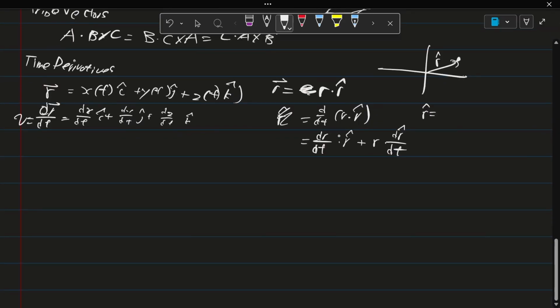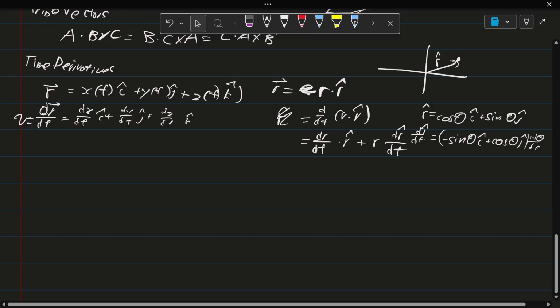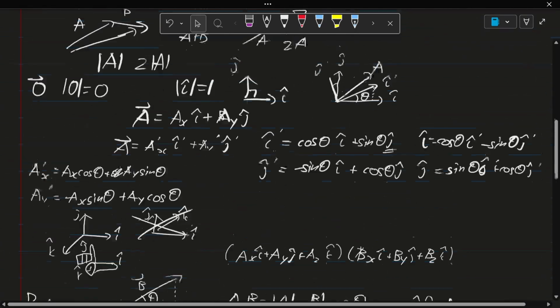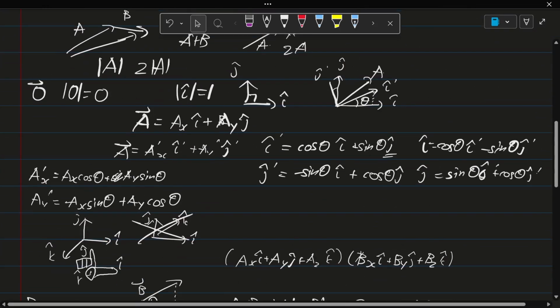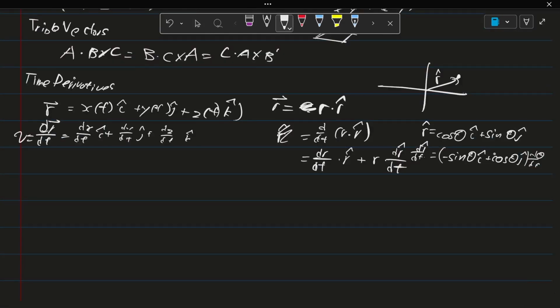So what you would have here is the cosine theta in the i hat direction plus the sine theta in the j hat direction. And this turns out to be negative sine theta i hat plus cosine theta j hat, times d theta over dt, when you take the dr hat over dt. Now, this negative sine theta i hat plus cosine theta j hat, if we take a reference back, is the j hat prime. So this thing here is what we call the theta hat.